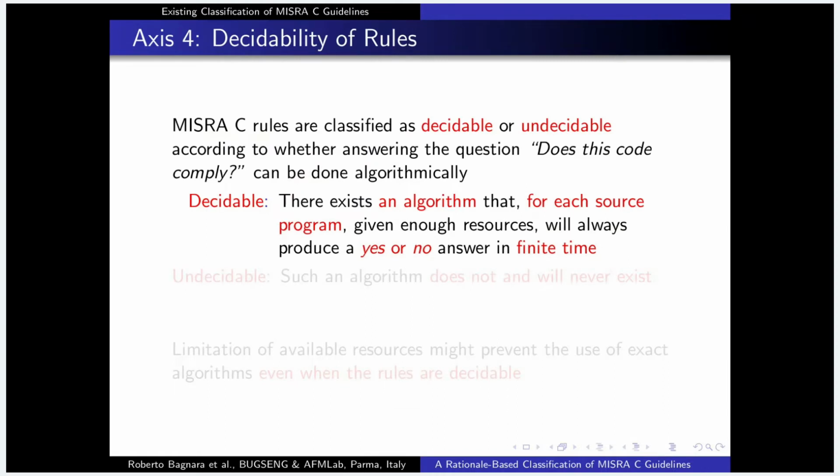Axis 4 is decidability of the rules. So the rules are classified as either decidable or undecidable. They are classified as decidable when there exists an algorithm that for each source program, given enough resources, meaning given enough memory and enough computation time, will always produce a yes or no answer in finite time. In this case, the rule is decidable. And when such an algorithm does not exist, and typically when it does not exist, it will never exist, such rule is marked as undecidable.